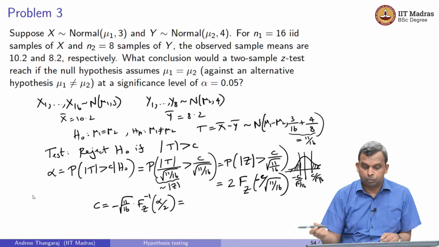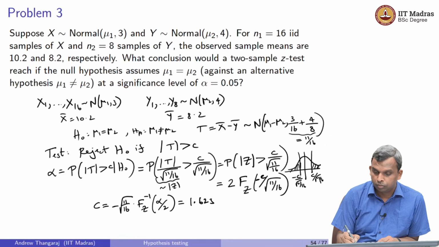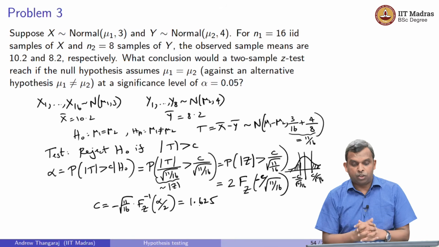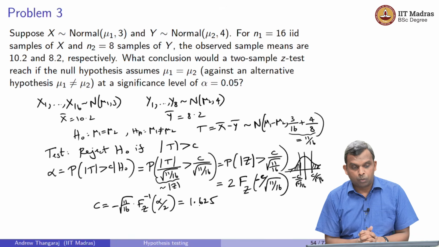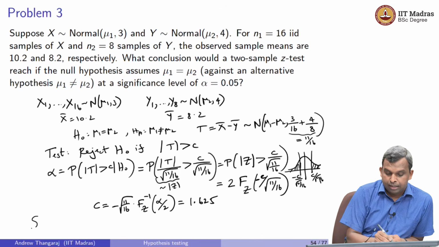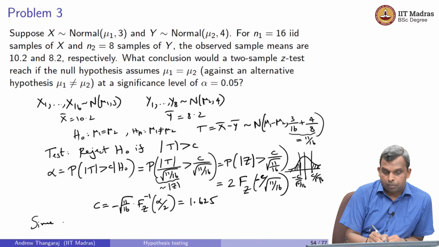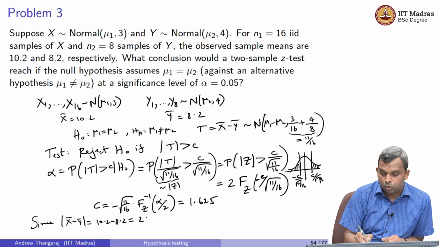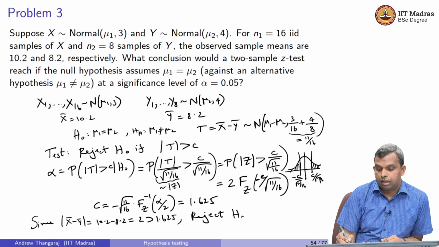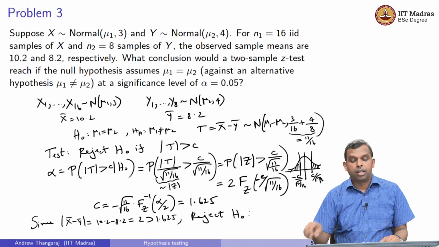1.625. That's the answer. So mod t has to be greater than c. The threshold critical value comes to 1.625, since mod x bar minus y bar equals 10.2 minus 8.2, which is 2, which is greater than 1.625, we end up rejecting H naught. This is the conclusion that you have reached.